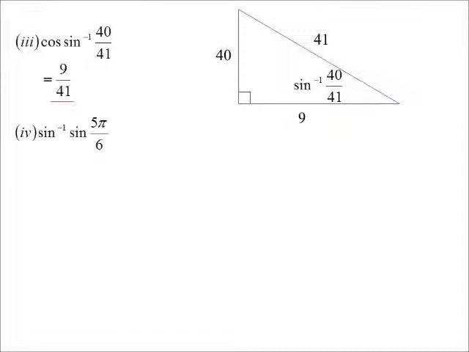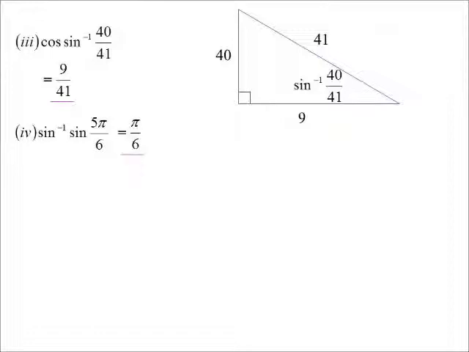The inverse sine of the sine of 5 pi on 6. Now, it would be very tempting to say the answer is 5 pi on 6 because inverses cancel. But unfortunately, inverse sine, its range is between minus pi on 2 and pi on 2. It can't give me the answer 5 pi on 6. The answer is pi on 6.